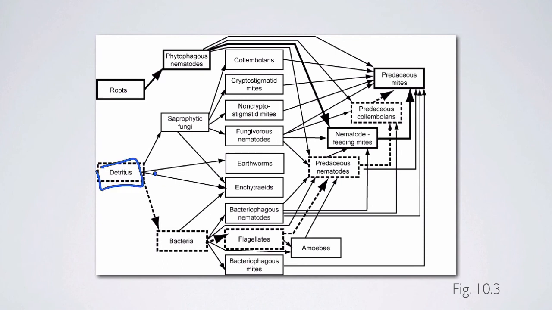So we'll do detritus, which are then consumed by fungi. Fungi are consumed by mites, and then they're taken up by predaceous mites. And so that would be a food chain within a larger food web.